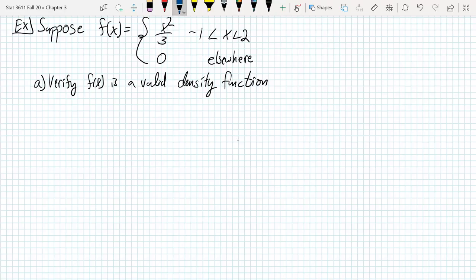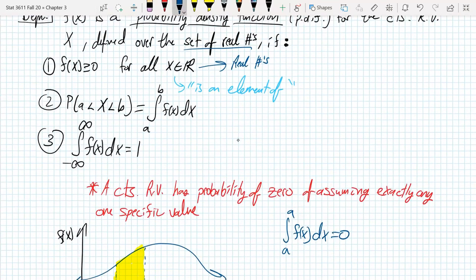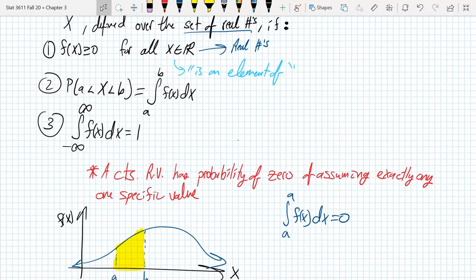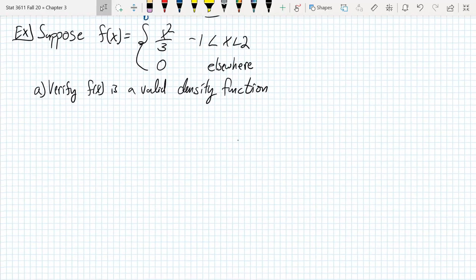So first, to verify it's a valid density function, we can look at these 3 conditions. Let's look at f of x being greater than or equal to 0 for all x, when x is any real number. Is it greater than or equal to 0? Well, certainly it's greater than or equal to 0 when you're outside of -1 to 2, because this is equal to 0 everywhere else, right? So we know it's at least 0 there. What's of interest is maybe between -1 and 2, because there's some variance, right?